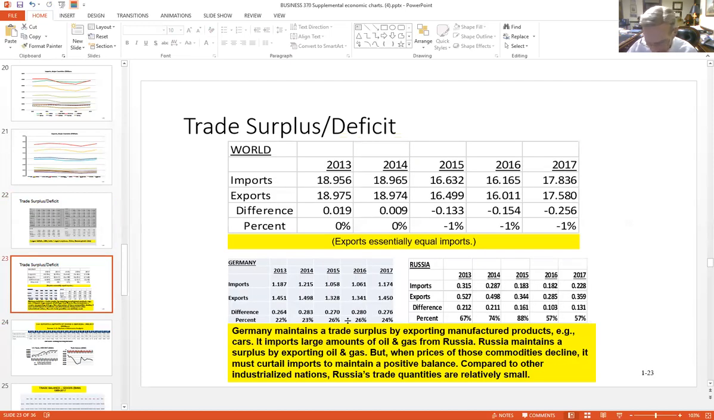Here are a couple other interesting ones. Smaller countries in terms of their economic sizes, but Germany again has a 24% surplus, exports over imports. Russia, quite interestingly, also does. You can see how small, by the way, only about $360 billion of exports, 228 billion of imports in 2017.